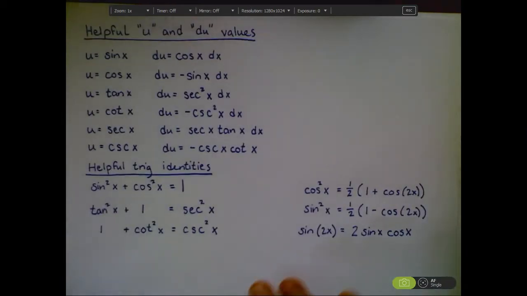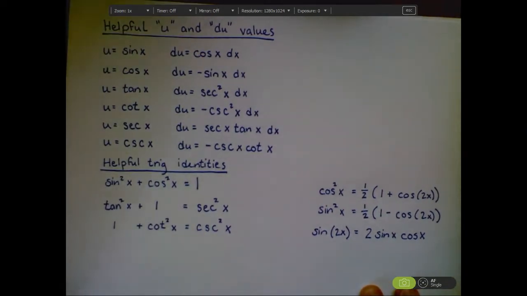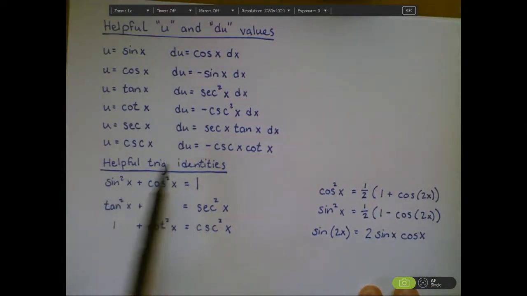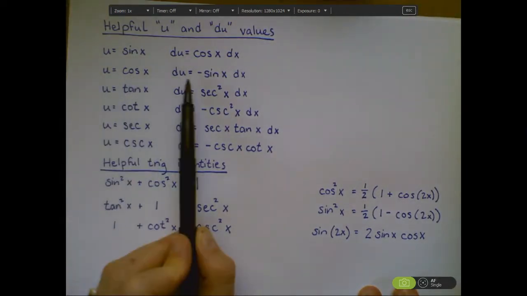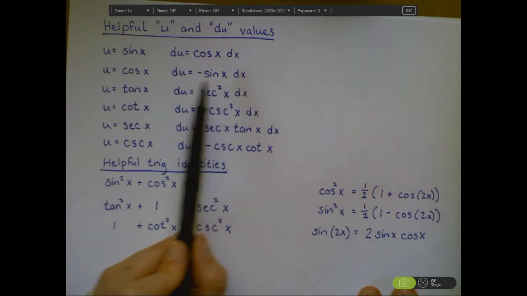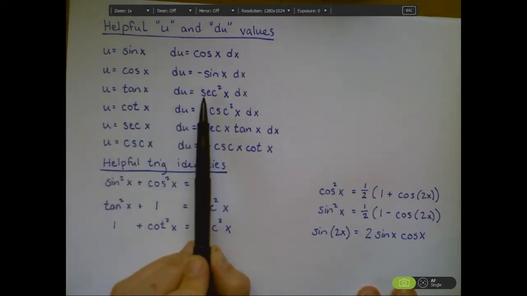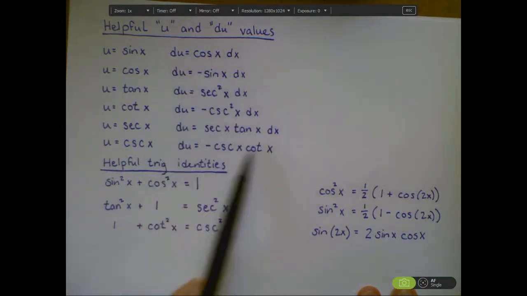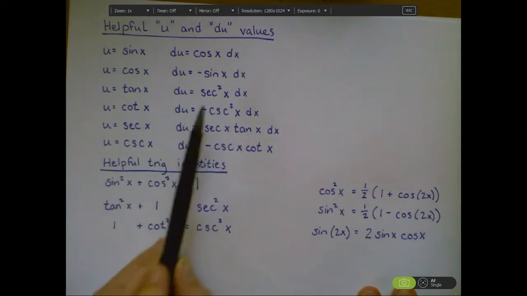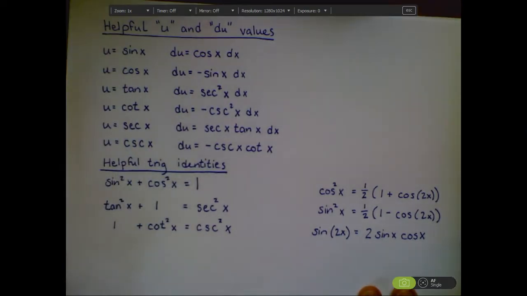Here is a helpful list of some u and du values. This is actually just a table of derivatives of our trig functions. So for example, in the first problem, I let u equal cosine, and so my du was negative sine. And in the second problem, I let u equal tangent, and so my du was secant squared x. But usually you're looking to see what du's you have to work with, and then try to work backwards to see if I can convert the rest of the stuff into what the u looks like.